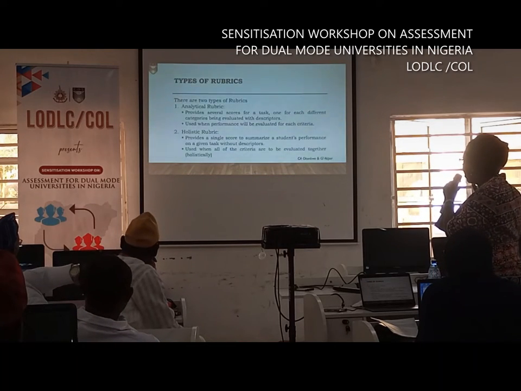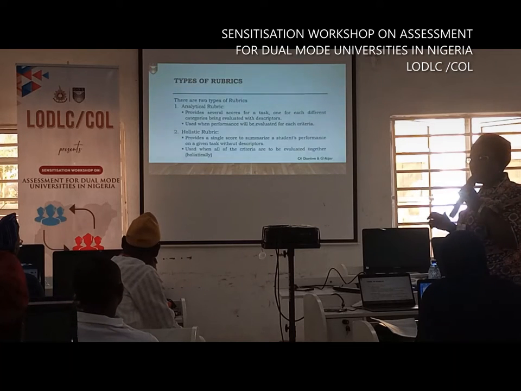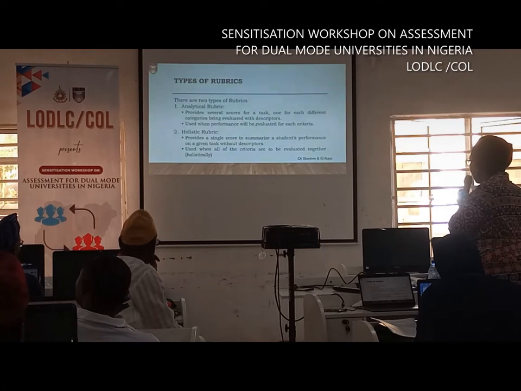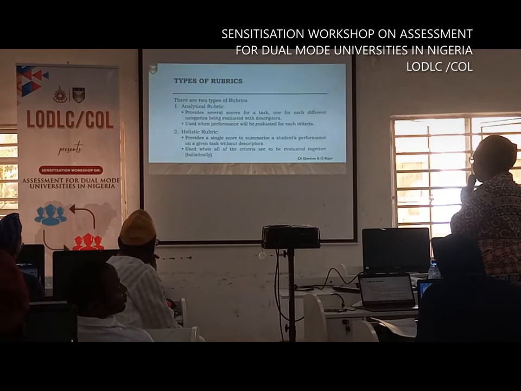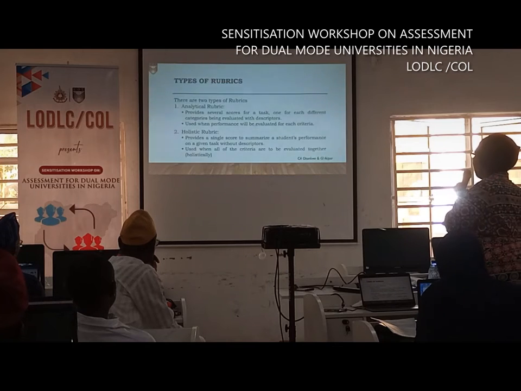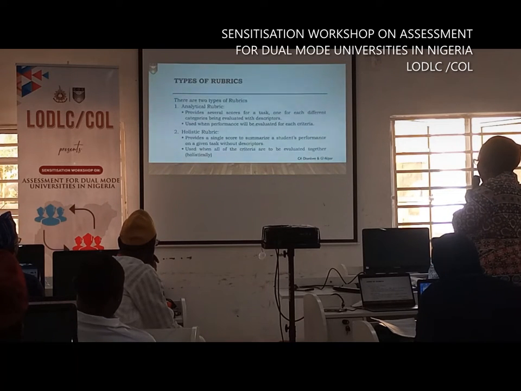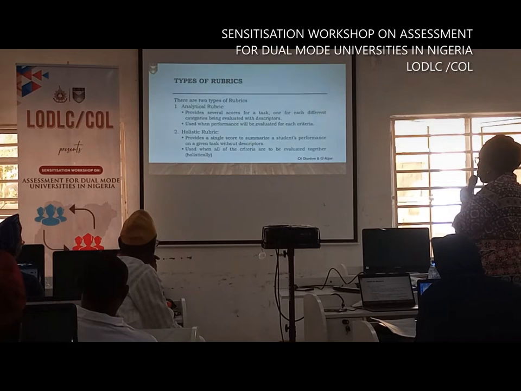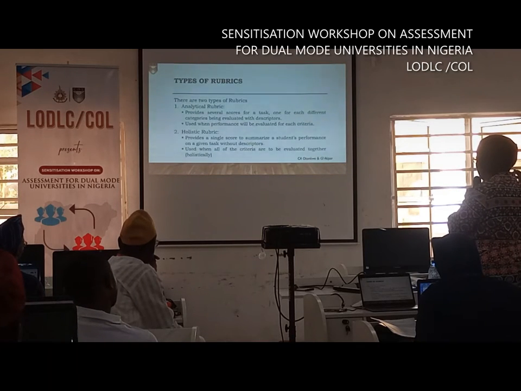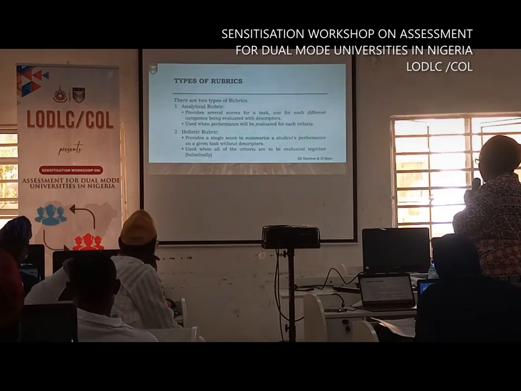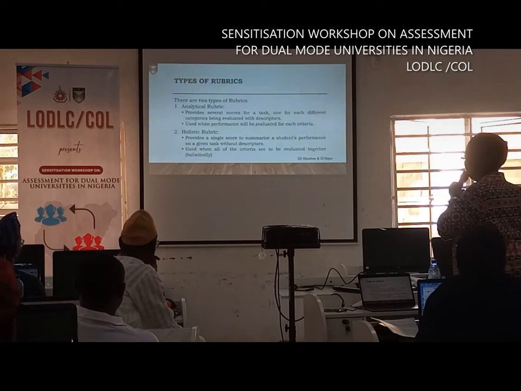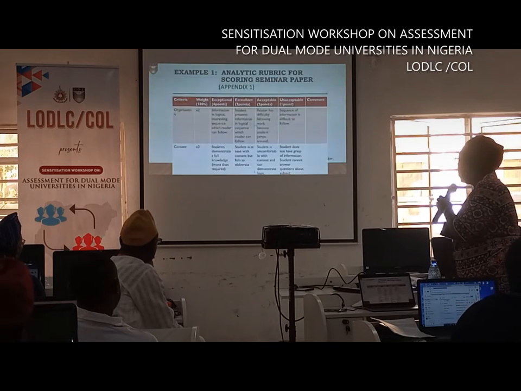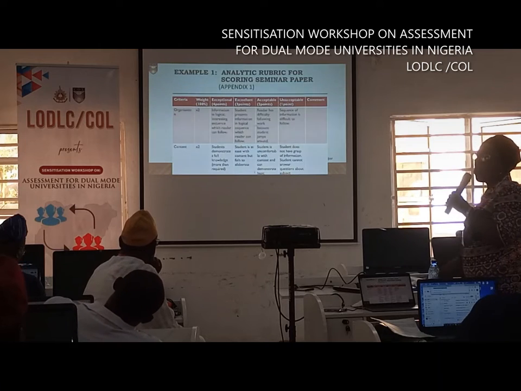There are 2 types of rubrics: analytic rubrics and holistic rubrics. The first provides several scores for a task, one for each different category being evaluated, with descriptors showing how performance is evaluated for each criterion. The second provides a single score that summarizes a student's performance on the given task without descriptors, where all of the criteria are evaluated together. Whichever one you choose depends on the type of task we want to evaluate.